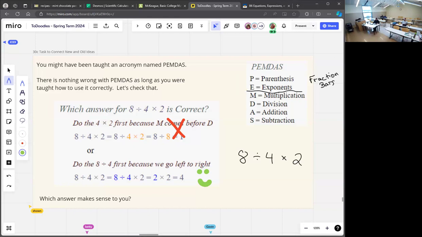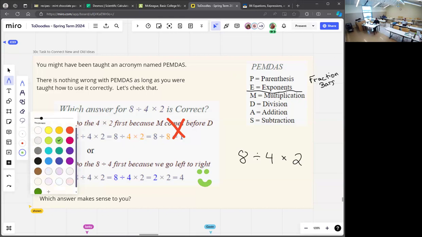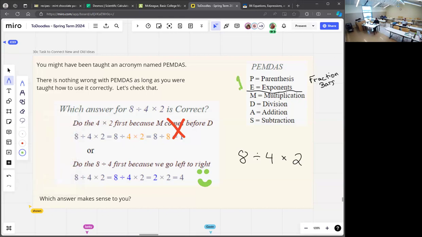Then multiplication and division actually have equal priority. They're the second thing we do. And addition and subtraction have the third priority. If we're working in the same area, like we're only doing multiplication and division, or we're only doing addition and subtraction, then we go from left to right.